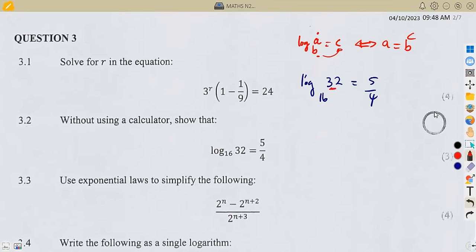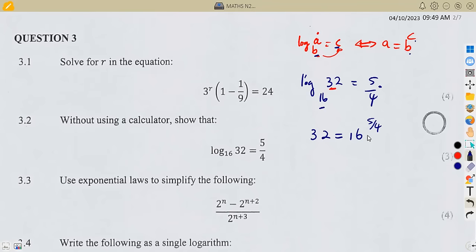That means our a is 32 in this case. So 32 is equal to b to the exponent of c. The base b is 16, so this is 16 to the exponent of c, which in this case is 5/4. So we are supposed to show that these two are equal. So how can we show that?